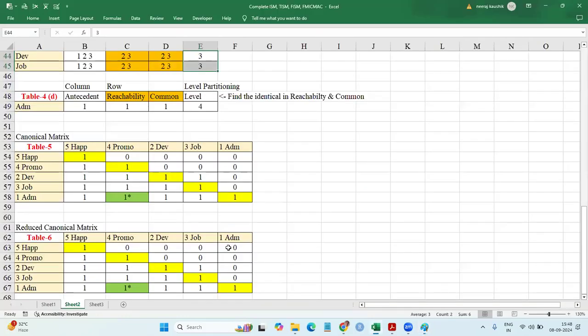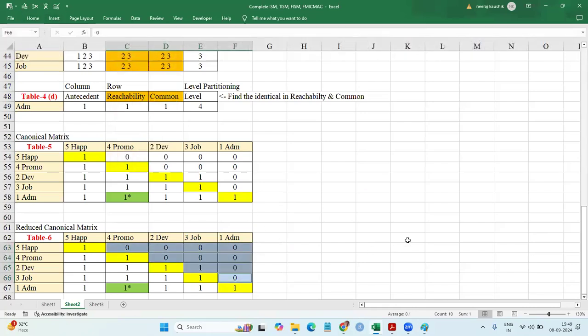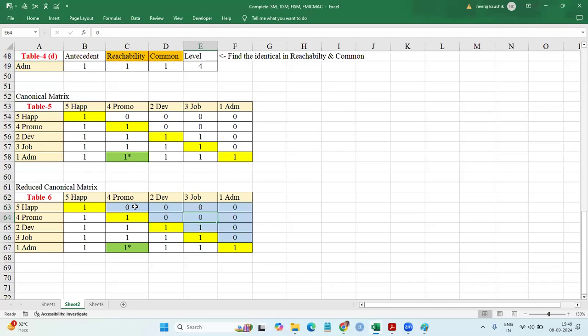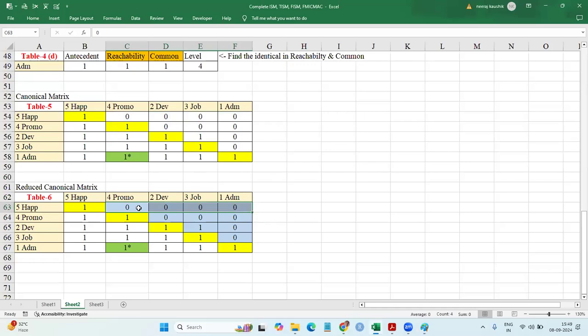Please understand the meaning of the backward arrow. Check this out. Above the diagonal is the zone of the backward arrow. It means from happiness to promotion, from happiness to development, from happiness to job, from happiness to admission, all are 0. And it has to be. Happiness cannot cause those. Only one-sided arrows will go.